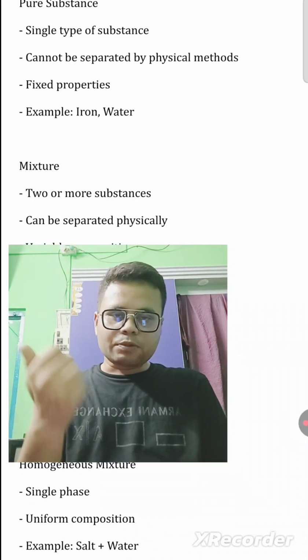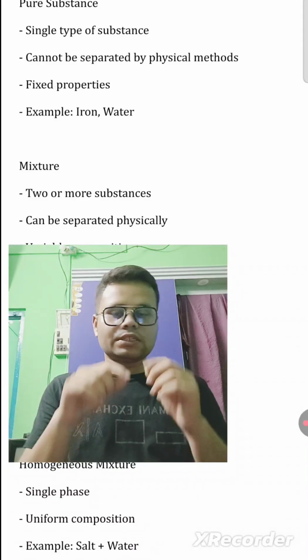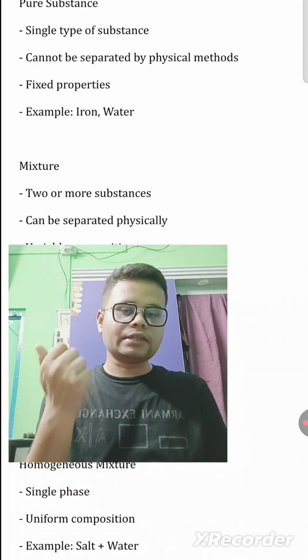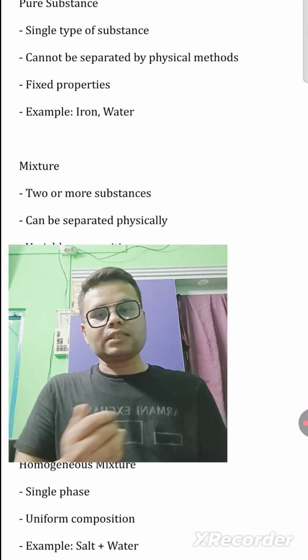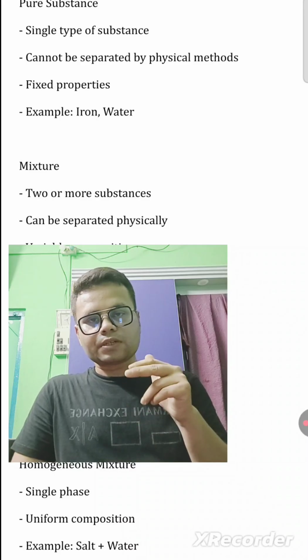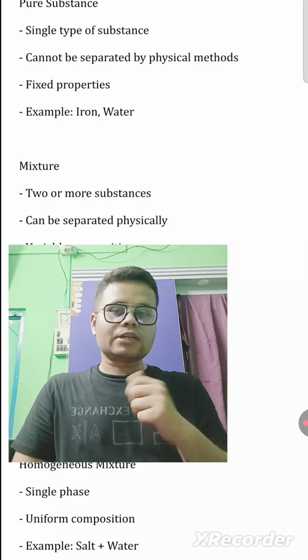A pure substance has a single type of substance and cannot be separated by physical methods. It has fixed properties, for example iron and water. So here we can see, class, that there is a single type of substance that cannot be separated by physical methods, has fixed properties, and the examples are iron and water.